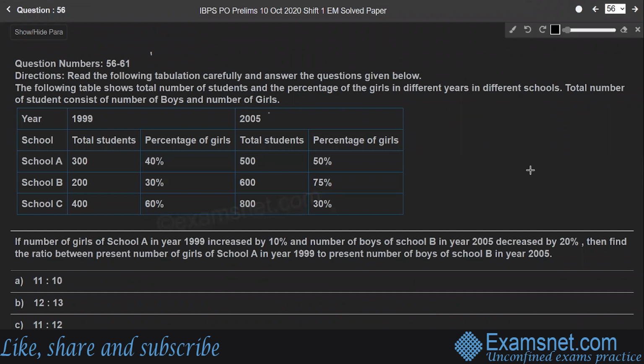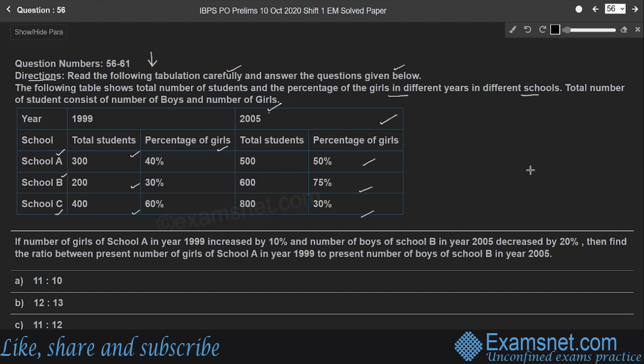Questions from 56 to 61 are based on the below information. Read the following tabulation carefully and answer the questions given below. The following table shows the total number of students and the percentage of girls in different years in different schools. Total number of students consists of the number of boys and the number of girls. In the given table, there are 3 schools, school A, B and C, and the total number of students is given in each school, and the percentage of girls is given, and total students in 2005 is given, and the percentage of girls is 50%, 75% and 30%, right?